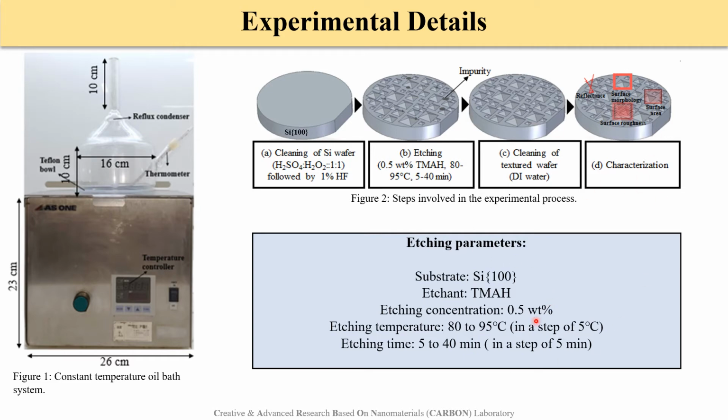These are the etching parameters. We have used silicon 100 substrate. Etching concentration was fixed at 0.58% TMAH, where etching temperature was varied from 80 to 95 degrees C in steps of 5 degrees C. Etching was done for 40 minutes of etching time and samples were collected at every 5 minutes of interval.